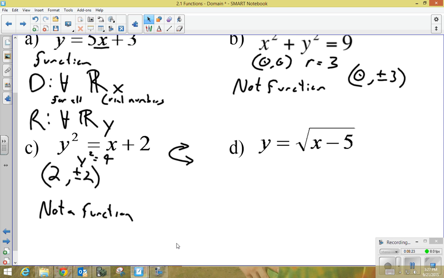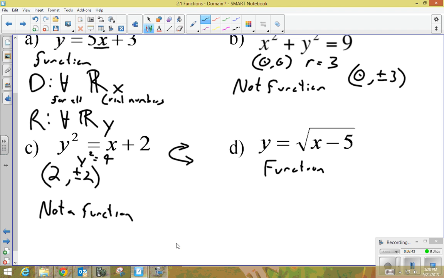Our last one, y equals the square root of x minus 5. Well, I can always take the square root of a positive number, and I'm going to get a unique answer. I only get positive answers from this. So this is going to be a function.